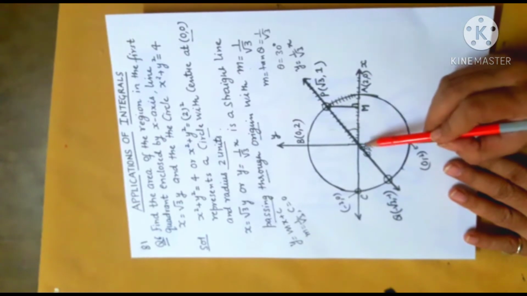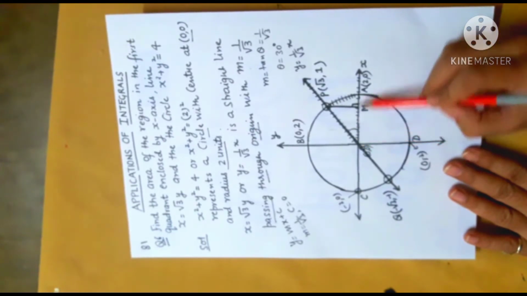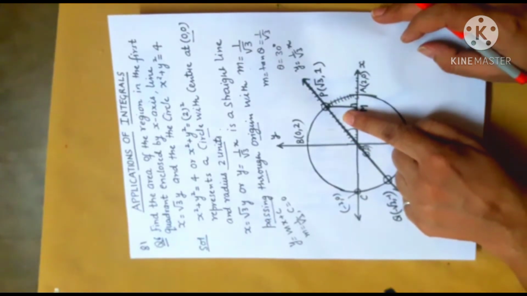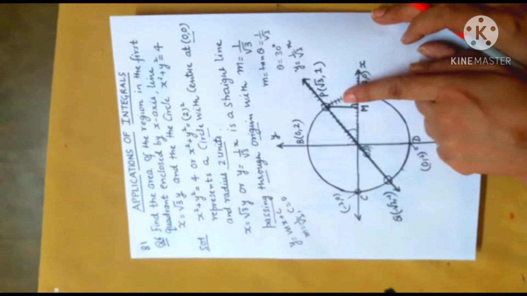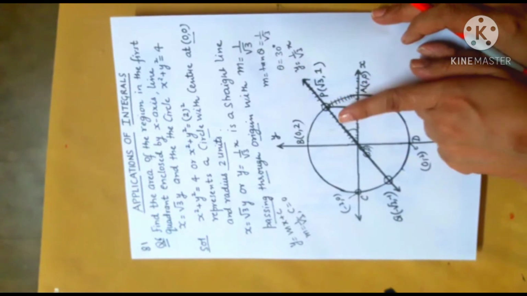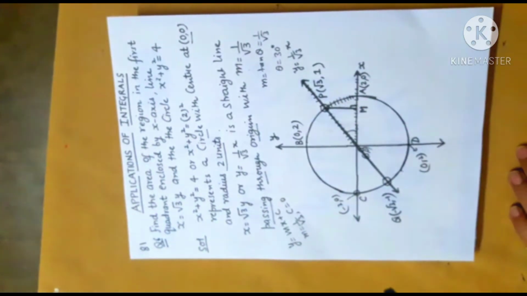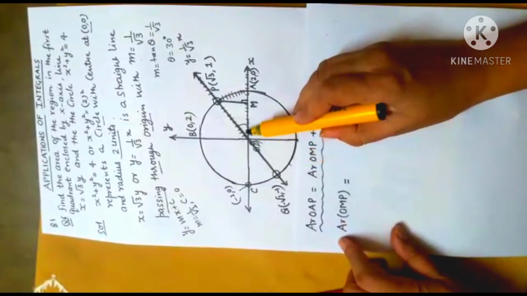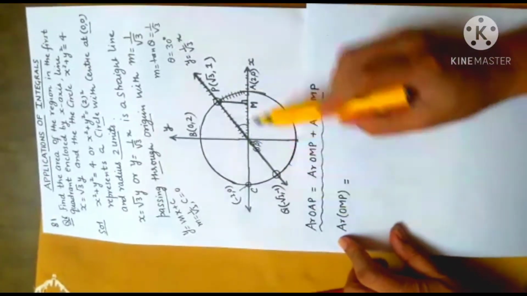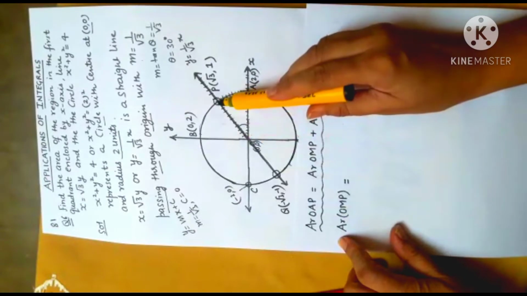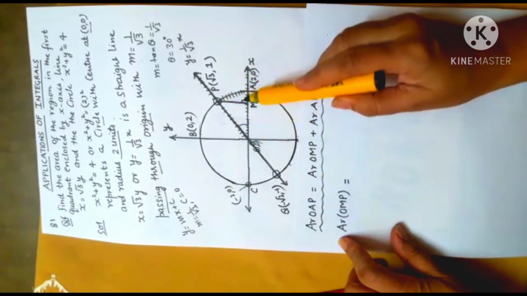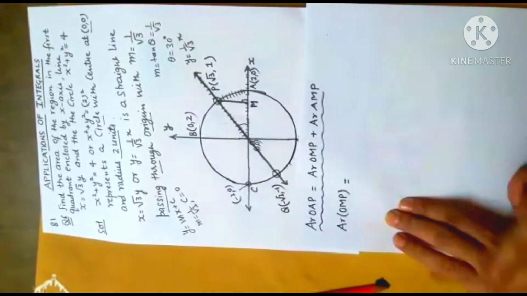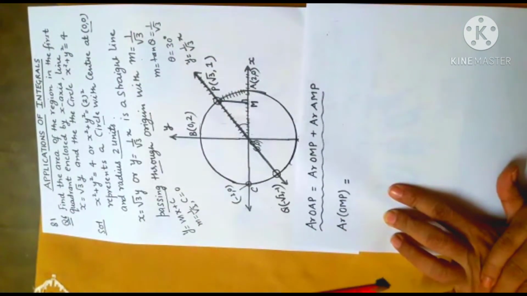So now in order to get the area of the region OAP, I'll find out the area of this region and then I'll find out the area of this region, and after that we will add them up. So area OAP is equal to area OMP plus area AMP. Right? So now I'll find out area OMP first.